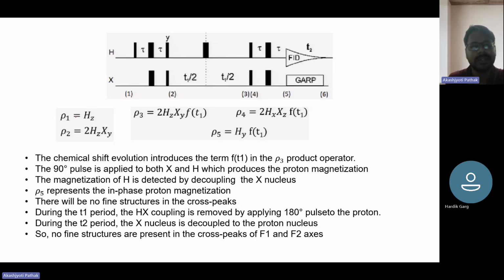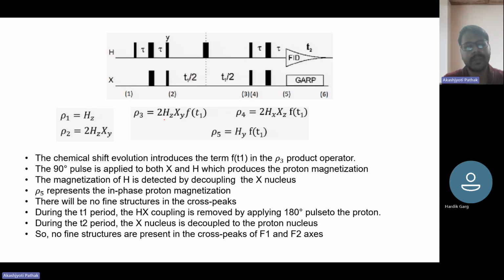Now here, these terms you see: this is time point one. At time point one, the product operator is Hz, because we have only the proton, which is oriented in the Z direction. Then following this tau period, at time point two, there is antiphase magnetization. This term, 2HzXy, is the antiphase magnetization. This is present, and then this will evolve for this t1 by 2 period.